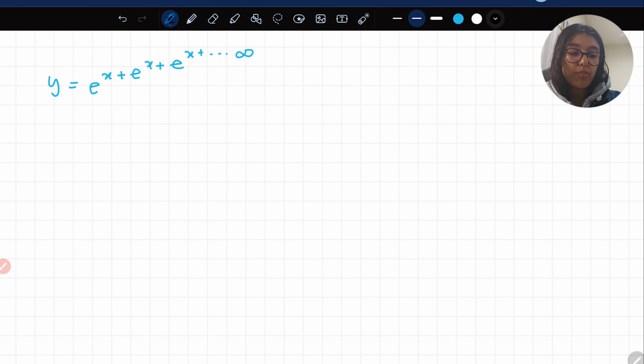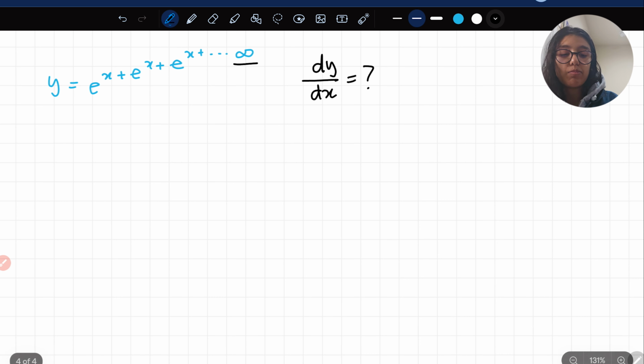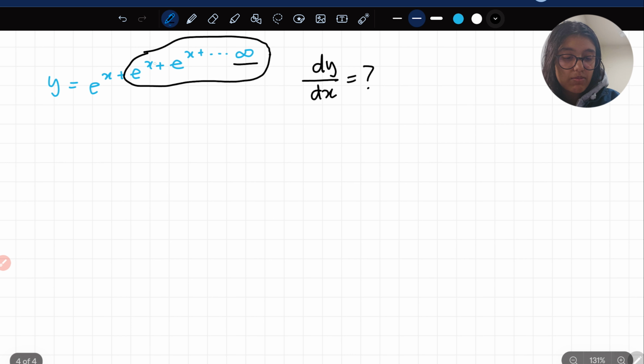Okay, now on to our next problem. Over here, we're also finding dy over dx. And once again, we have an infinite series. We have infinity at the top. So how are we going to solve this? Just like the previous two problems, we're going to see if we can replace something over here with y. So we know that y is e to the power of x plus e to the power of x plus e to the power of x. And we see that this part right over here is the same as y. Y is e to the power of x plus e to the power of x plus e to the power of x. This part over here is also e to the power of x plus e to the power of x plus e to the power of x to infinite times, of course. So this is also y.